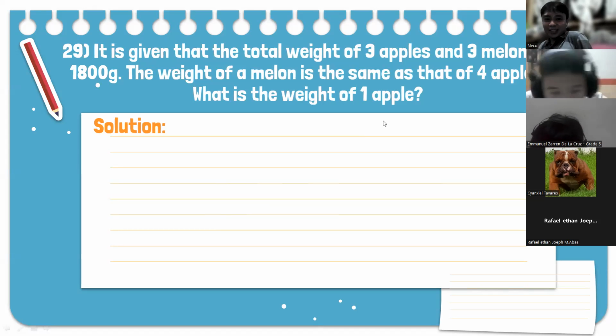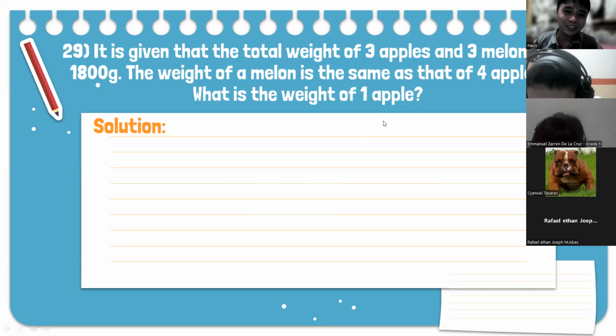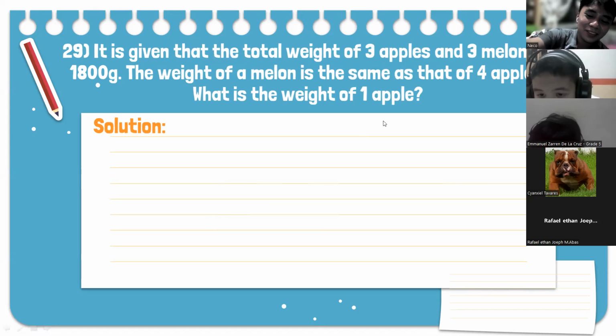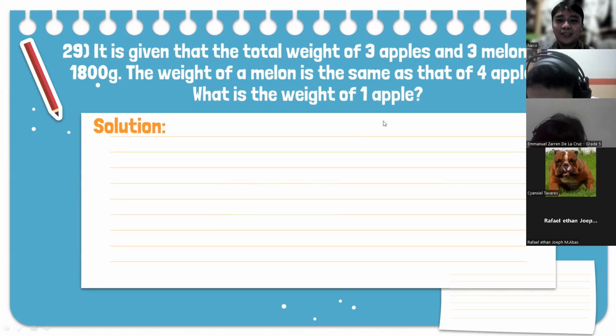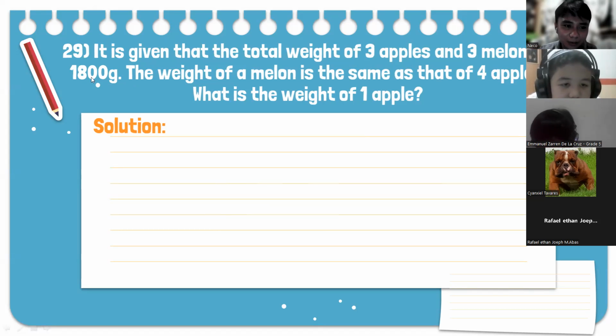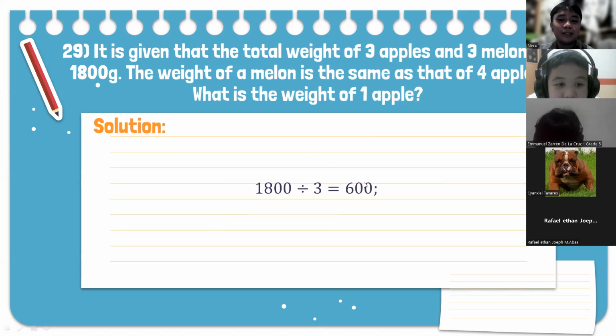is given that the total weight. Oh, again. This is algebra, right? So you can actually reduce it because 3a plus 3m equals 1,800. The whole thing is divisible by 3. So you can have a plus m is equal to what's 1,800 divided by 3? That's 600, right? So A plus M is 600.